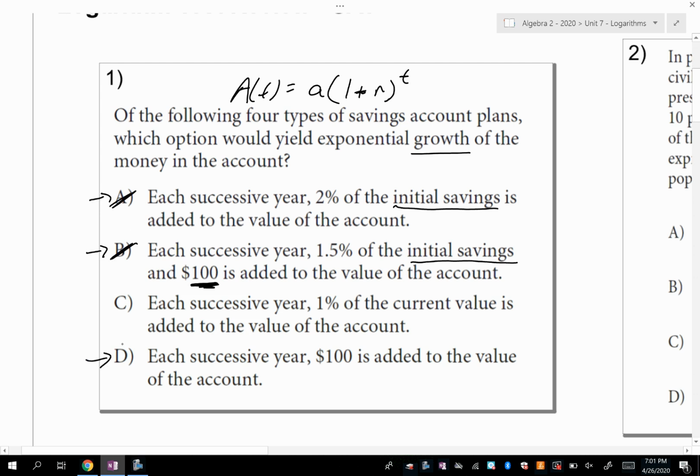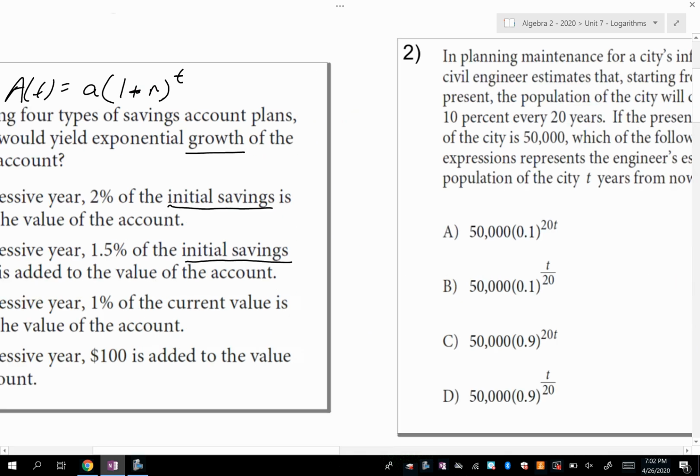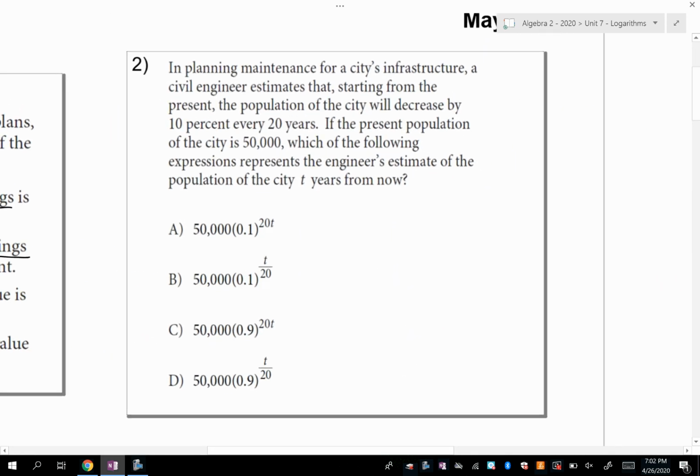If you look at answer choice D, they're just adding $100 to the value every year. And so that's not going to be exponential. That's going to be linear. So that's wrong as well. So the only one that's truly showing exponential growth is taking the current value and increasing it by 1% each successive year. So C is the answer for number one. All right, let's look at number two.